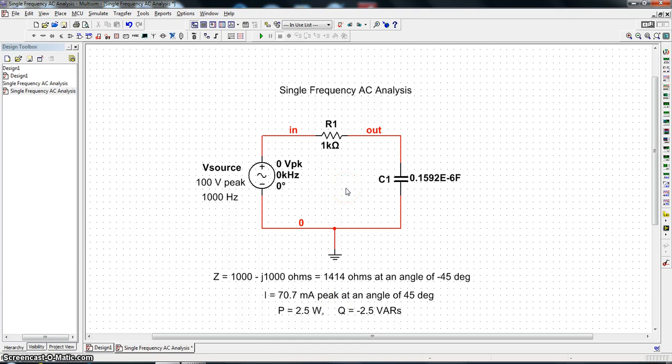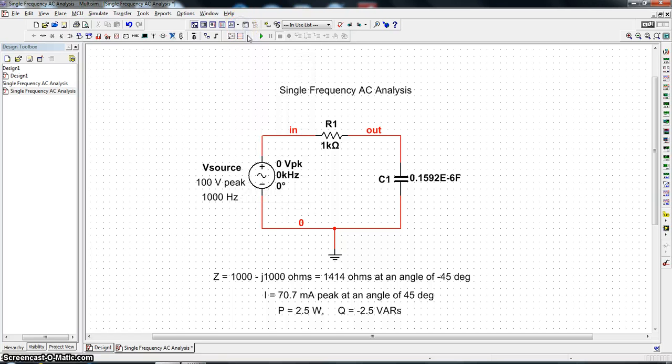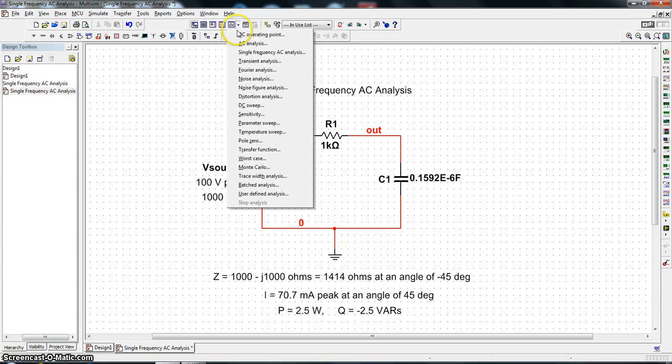Now let's see how these values come out when we perform a computation. I'm going to go up to the grapher, click on it, and apply a single frequency AC analysis to it.